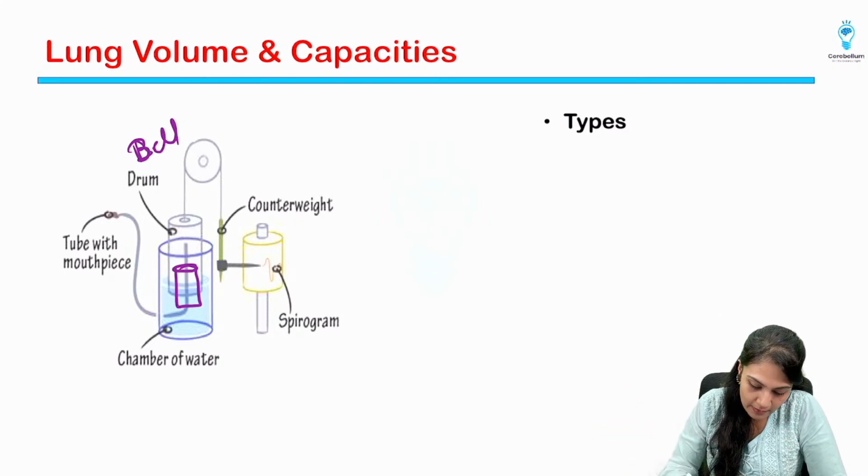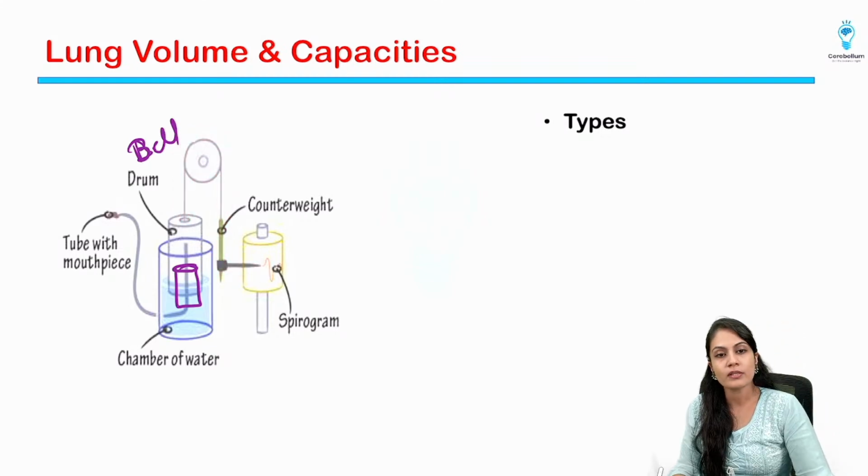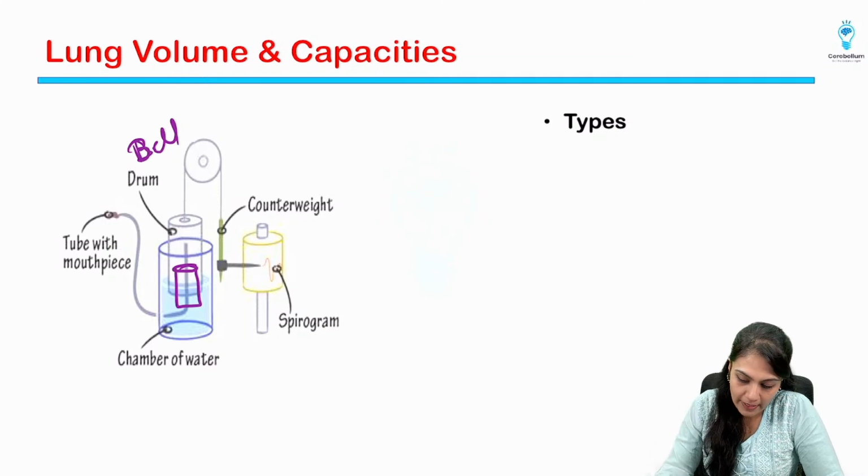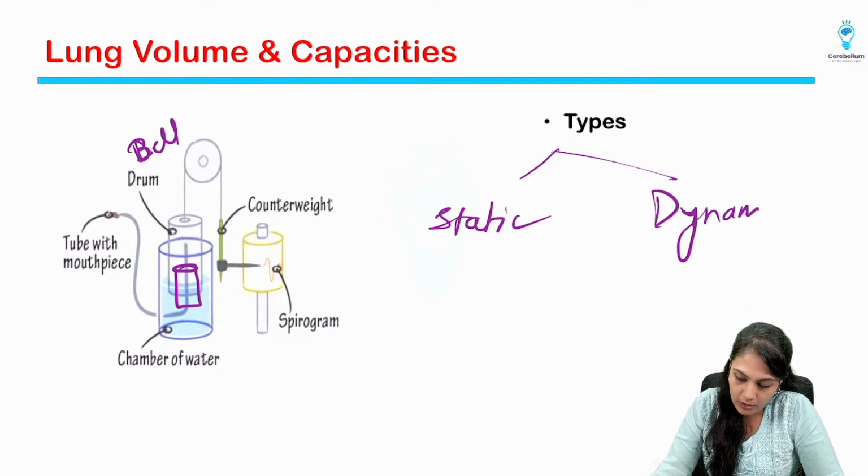Okay, and then with the help of the pulley, you can see over here, this is the pulley through which this bell will be connected to a lever which is going to give us the graph on the paper. Okay, what types of volumes and capacities are present? First is the static and then the dynamic. What is the difference? In the static, we are just going to measure the volume or the capacities, the change in the volume or capacities.